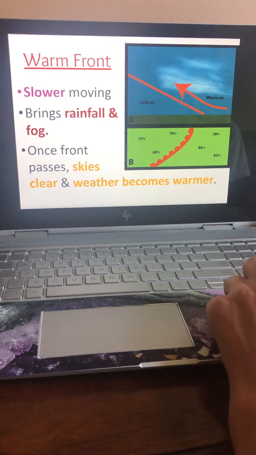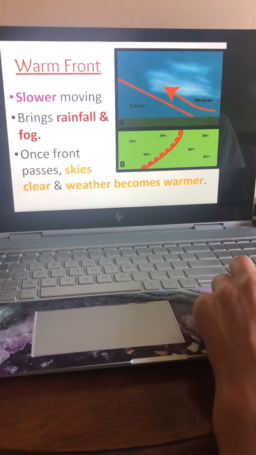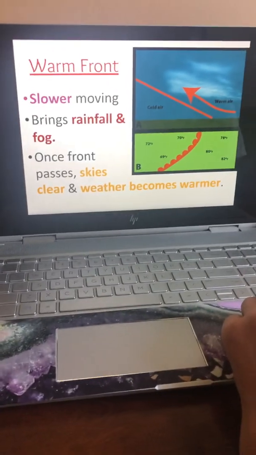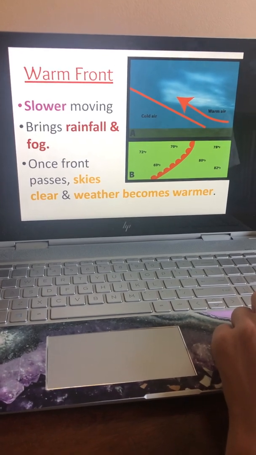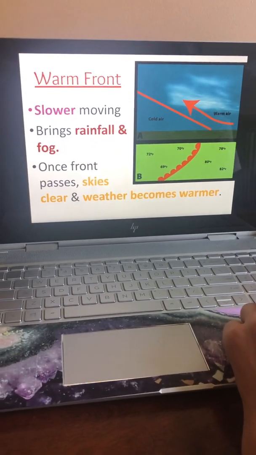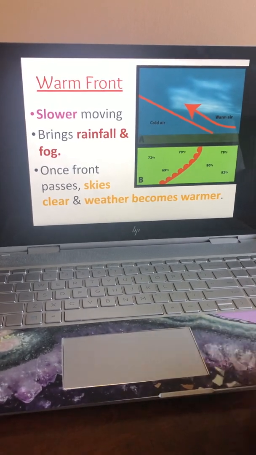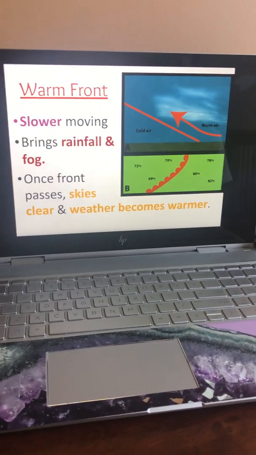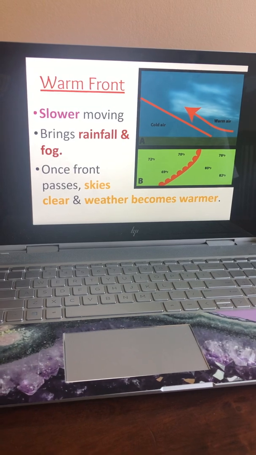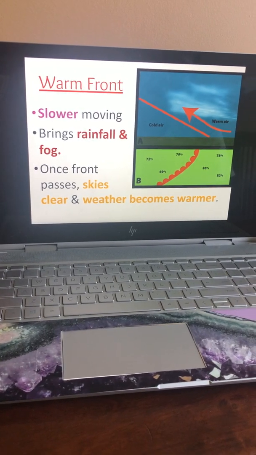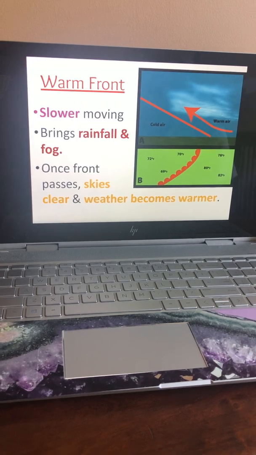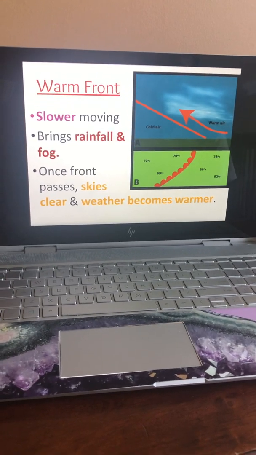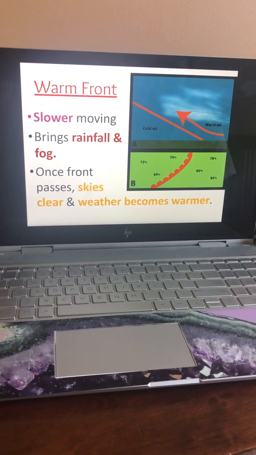Warm fronts are also associated with low pressure systems, and they are much slower than cold fronts because, as we know, thunderstorms do not last for hours upon hours or days. And that's a good thing. Whereas gloomy, rainy weather does typically last longer than thunderstorms do. After a warm front passes, it does get a little bit warmer. But then typically that also leads to a cold front coming through, which will dramatically decrease the temperatures, as we know. It brings rainfall and fog.